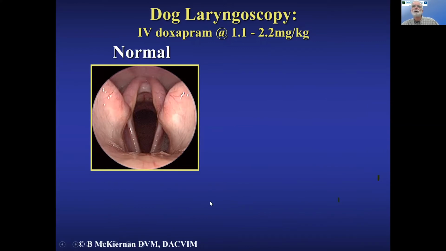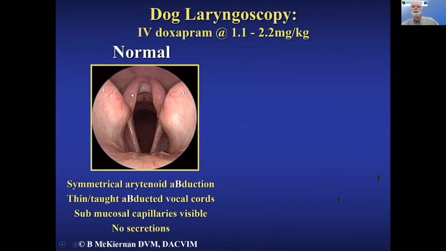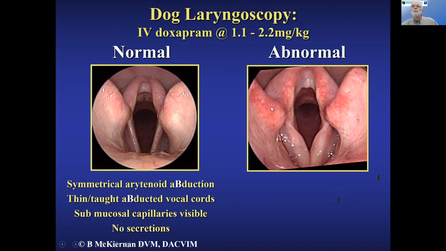Here's our normal dog. Symmetrical opening again. This is one that I showed you before. Taut, straight cords, very taut, not thick. Submucosal capillaries, you can see up here along the edge of the cuneiform process. No secretions, all right? Nice, normal looking glottic opening.